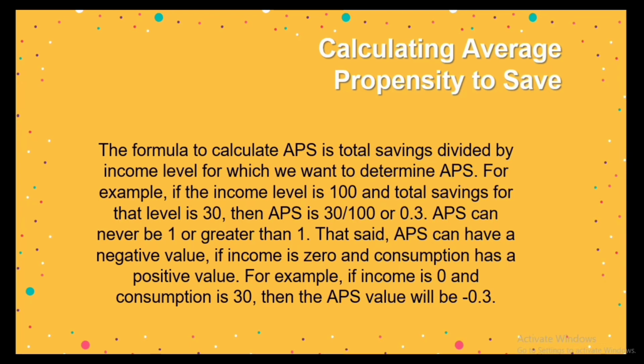APS can never be 1 or greater than 1. That said, APS can have a negative value if income is 0 and consumption has a positive value. For example, if income is 0 and consumption is 30, then the APS value will be minus 0.3.